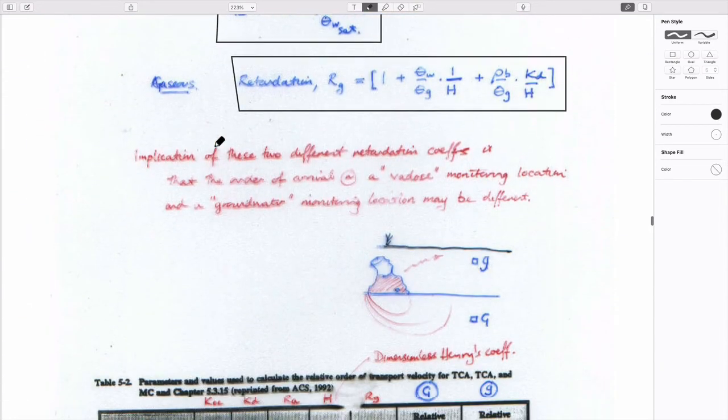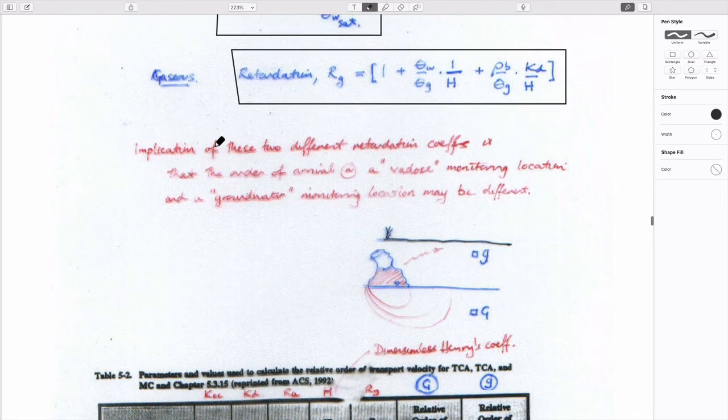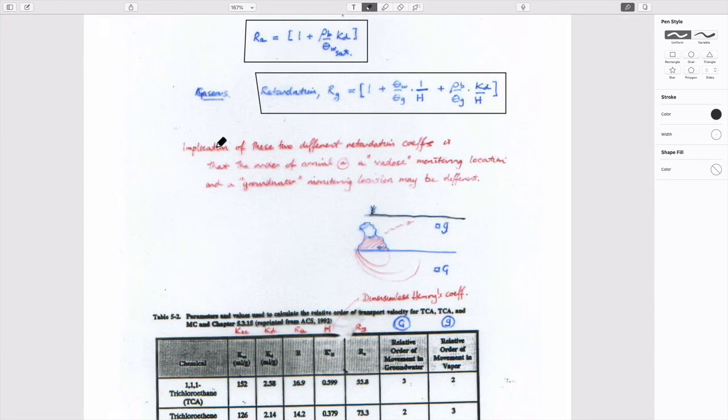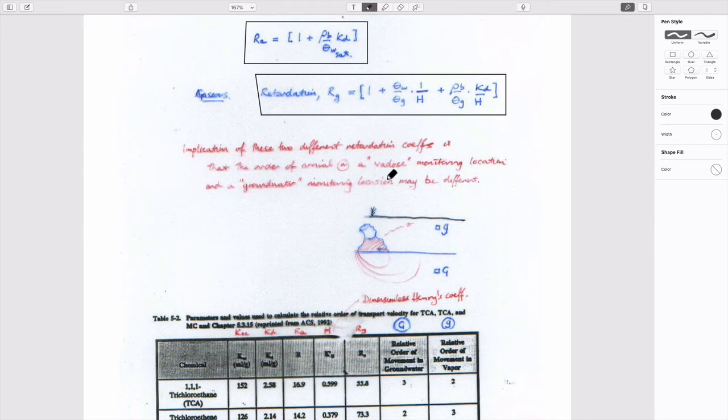And so what we could imagine looking at, and I'll try and fit it, is that if you have a system where you have something in the vadose zone, which is free product that can volatilize, that can also be present within the groundwater zone and dissolve, then these would both be transported in each of these media by diffusion.